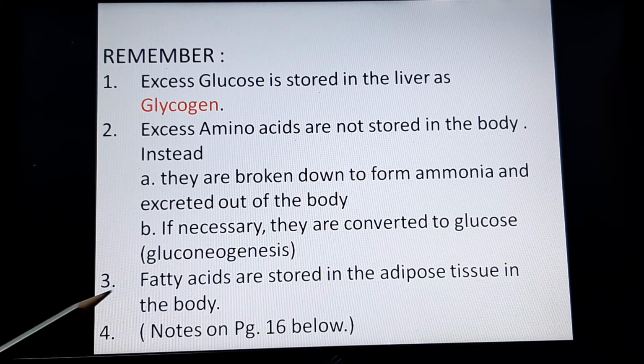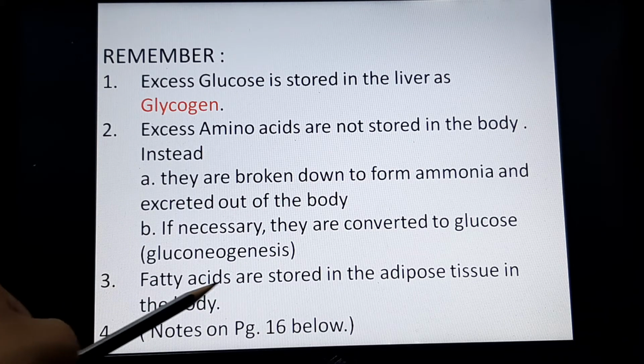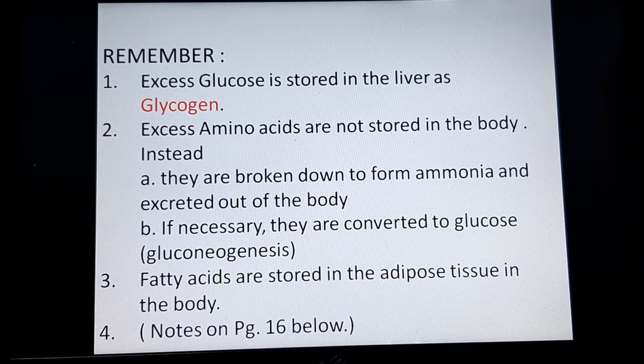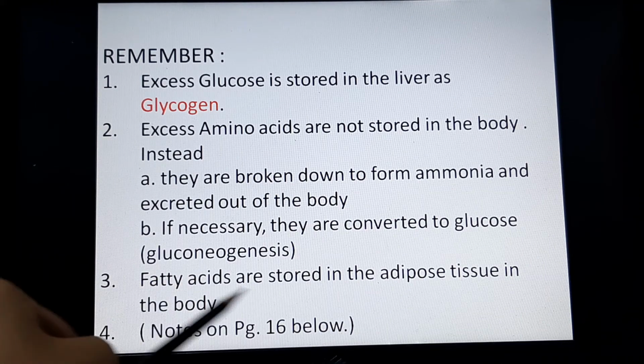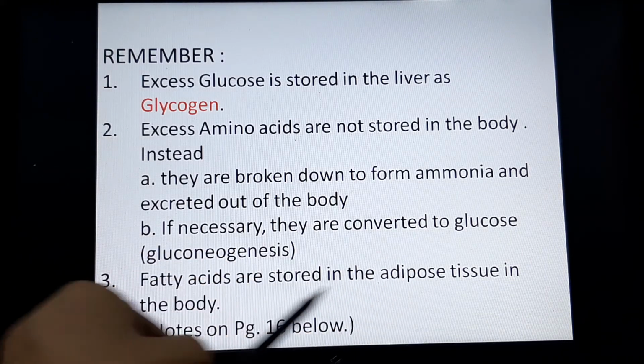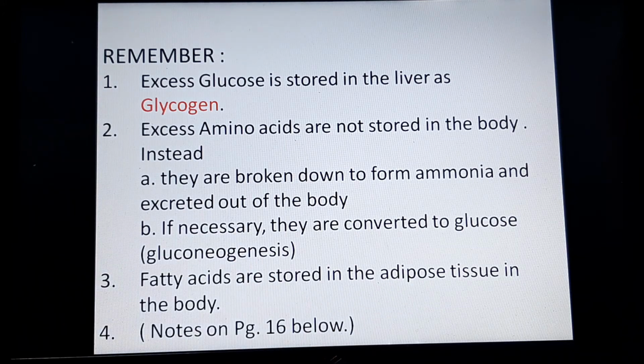gluconeogenesis. And fatty acids, that come from simple forms of fats, can also be stored. They are stored in adipose tissues in the body. We have seen what adipose tissues are last year.